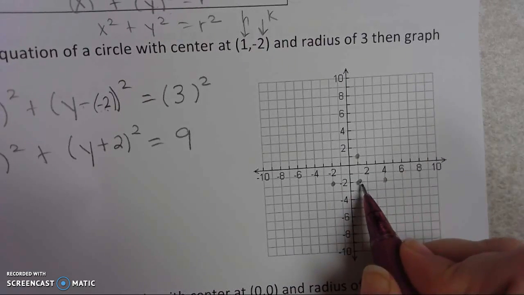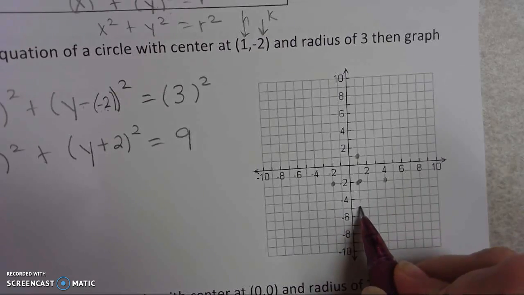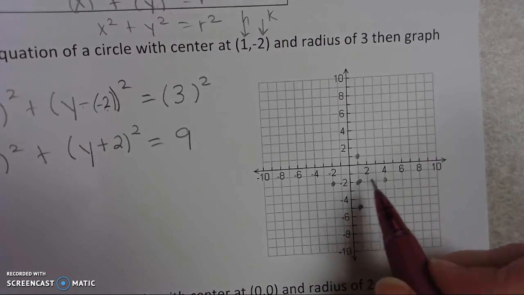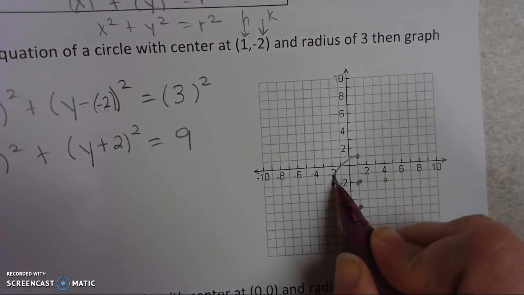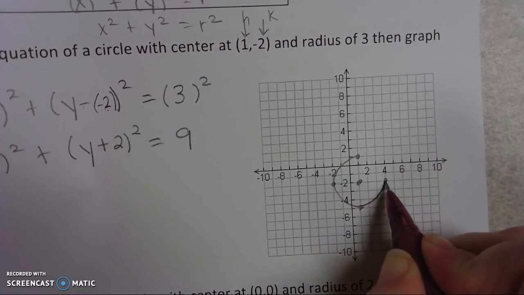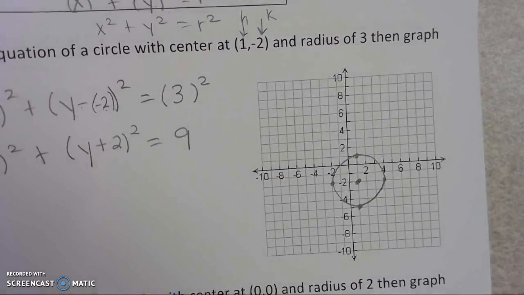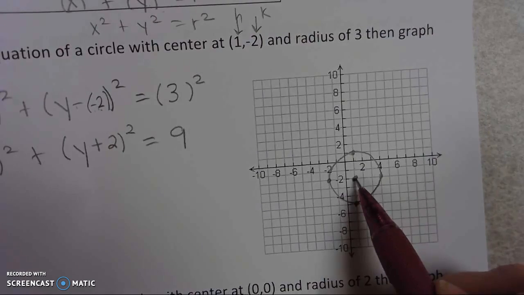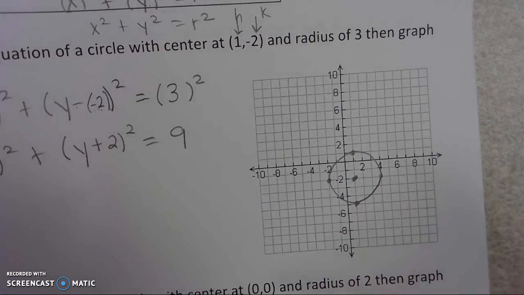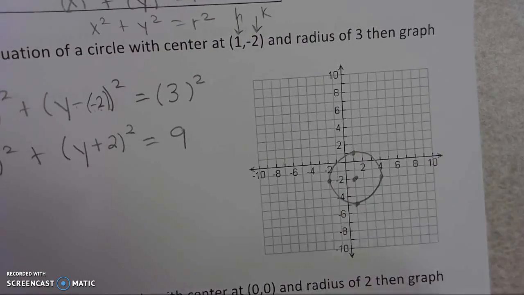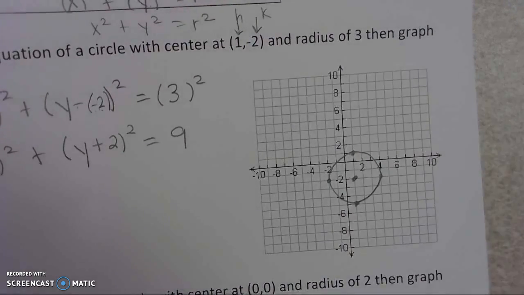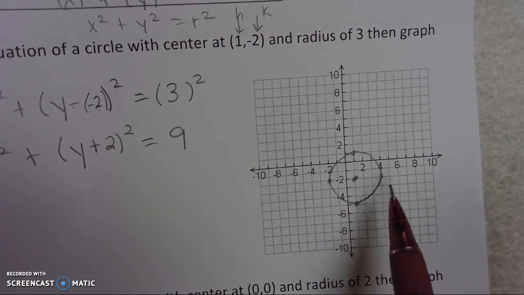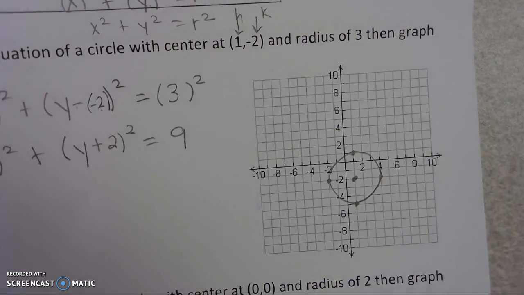Then I'm going to go down 3, 1, 2, 3, and put a dot. And then connect them the best you can to make it look like a circle. Now, if you wanted to find points that were a distance of 3 diagonally, you would have to use the distance formula, and that's going to give you probably some decimal. Those are a little bit harder to graph. So just going right, up, left, and down gives us enough points to make a circle.